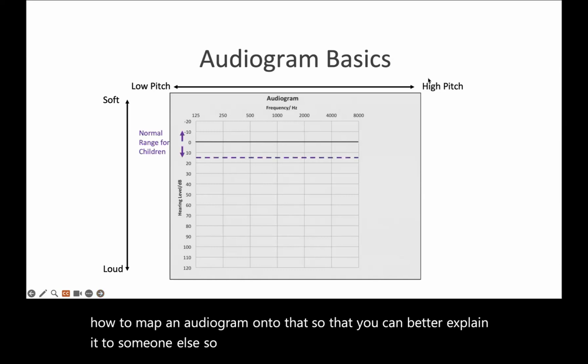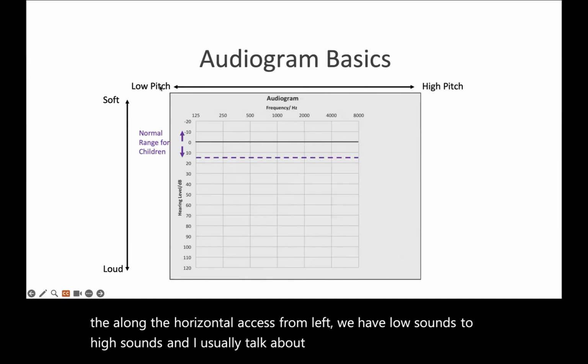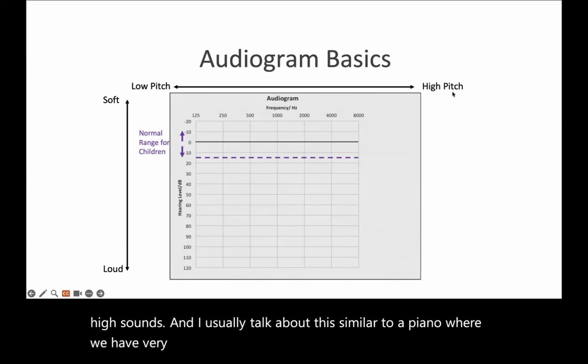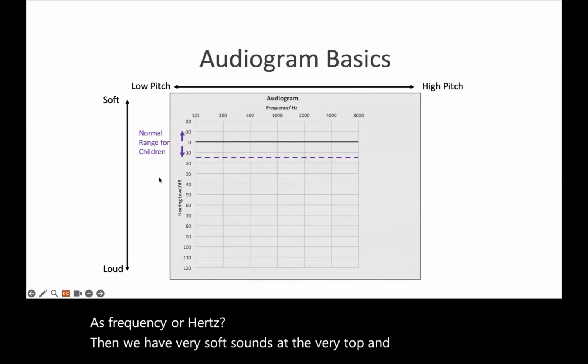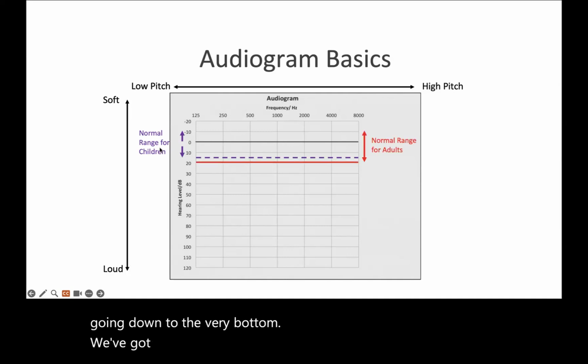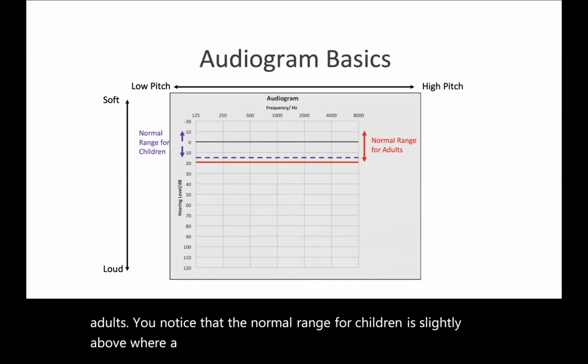So we have low pitches to high pitches along the horizontal axis. From left, we have low sounds to high sounds. I usually talk about this similar to a piano, where we have very low sounds over here and very high sounds over here. And we describe pitch as frequency or hertz. Then we have very soft sounds at the very top, and then all the way going down to the very bottom. We've got the normal range for children and a normal range for adults. You notice that the normal range for children is slightly above where the normal range for adults is. Well, less, I guess, if you think vertically.